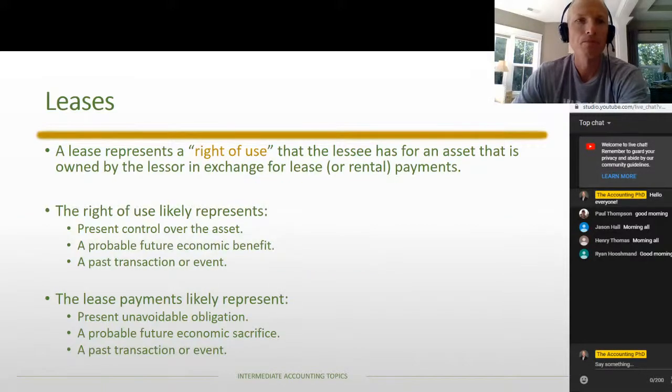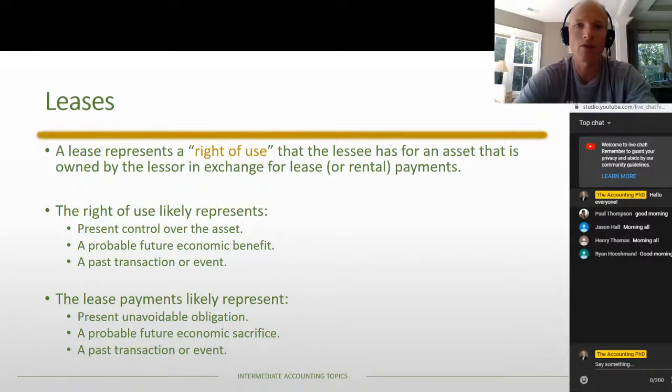All right, we're going to set the background for what a lease is. A lease represents a right of use that the lessee, which is the person using the asset, has for an asset that is owned by the lessor. That's the person who's allowing their asset to be leased in exchange for lease or rental payments. The right of use, a term we're going to use a lot, likely represents present control over the asset, a probable future economic benefit for the lessee, and it results from a past transaction or event.